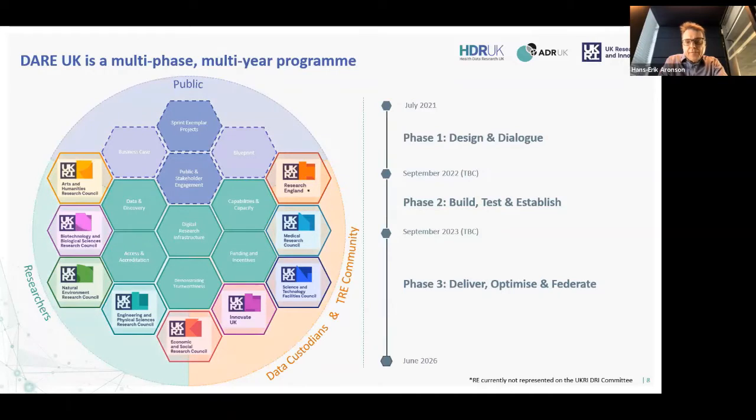So DARE UK is a multi-phase, multi-year program. Again, you have the phases listed in the right margin here. It really serves the public, researchers, data custodians, and the TRE community. Those are sort of the key components that we need to address with this program that we need to serve.